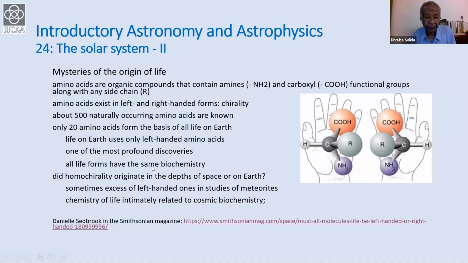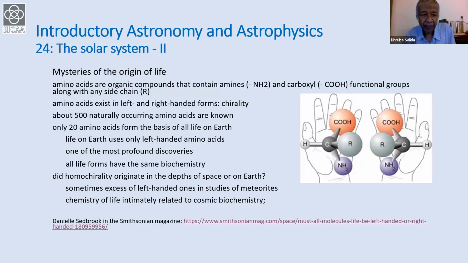But there are a lot of interesting questions about the origin of life itself. For example, life consists of RNA, DNA, which are made up of amino acids which go on to make them. And amino acids are organic compounds that contain amines, which are compounds of NH2 and carboxyl COOH with the functional side chains denoted by R over here.